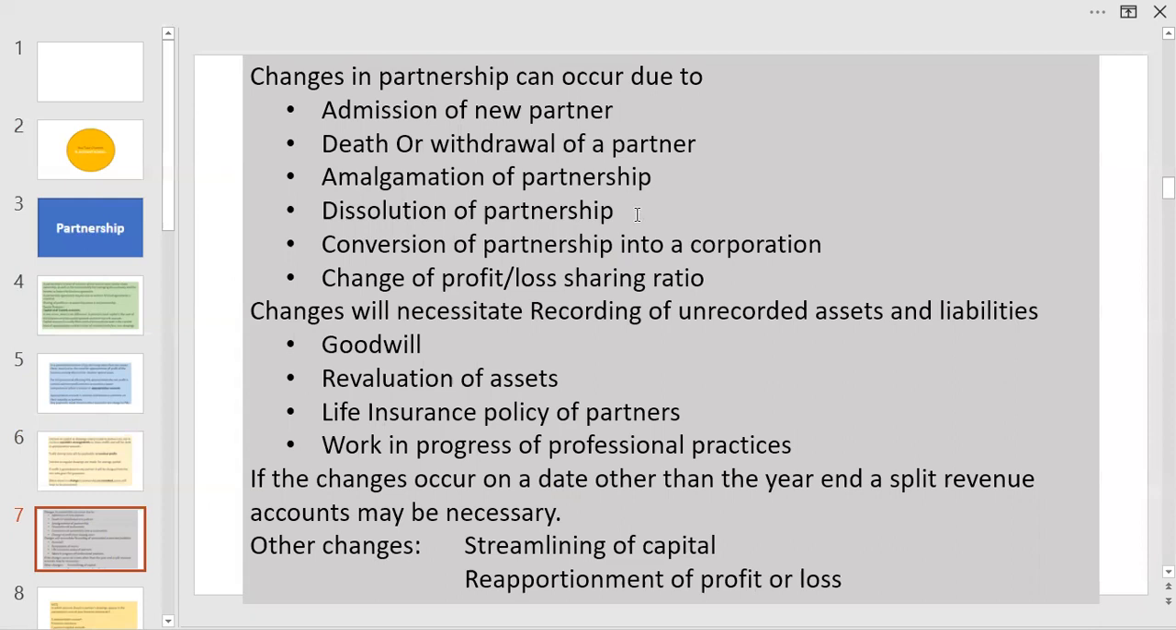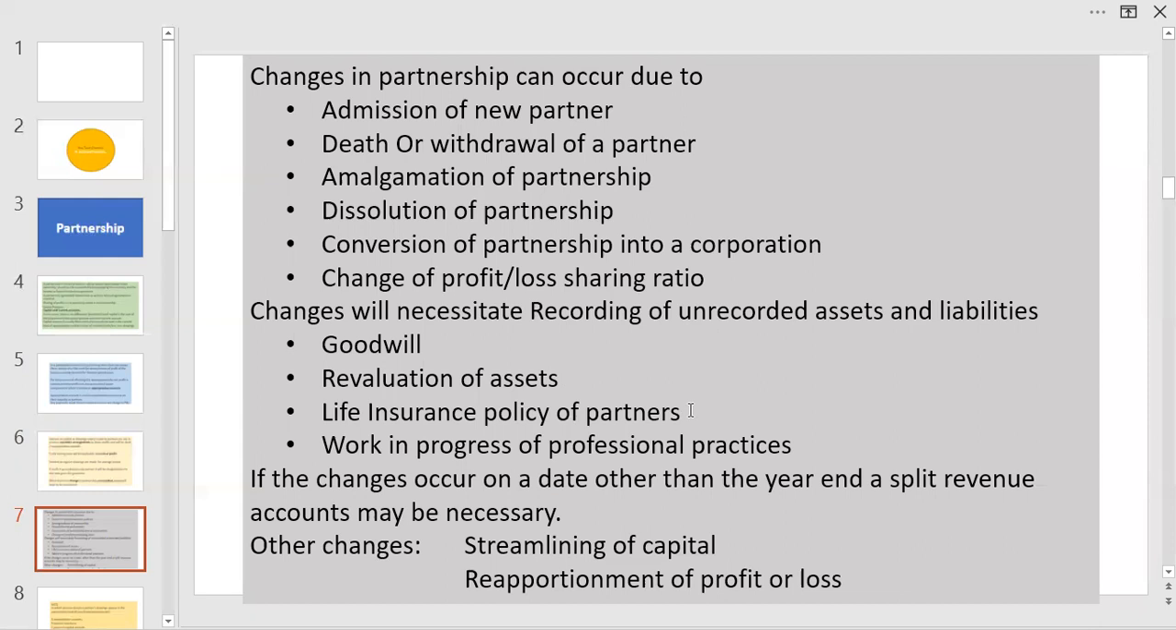Other changes include dissolution of the present partnership or converting it into some other form, say a limited liability company, or a change of profit or loss sharing ratio, though the partners may remain the same. A few examples of unrecorded assets are goodwill, substantial changes in the valuation of existing assets, and life insurance policies of partners. Here we are talking of joint life policies.